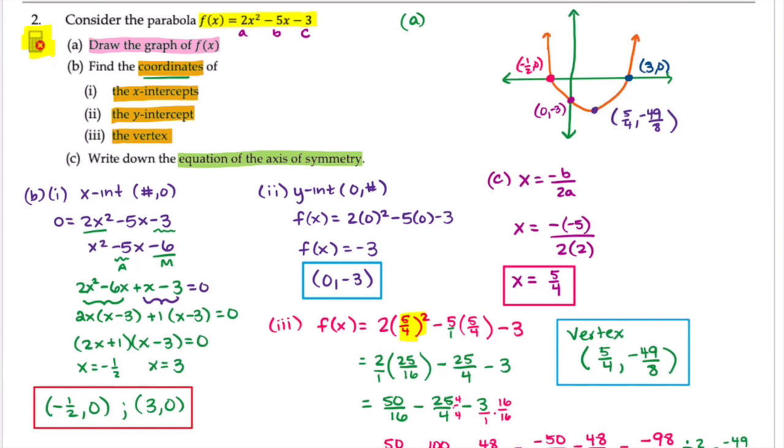Besides this, I am going to include the axis of symmetry. So I'm going to cut my parabola right through the vertex and label this x equals 5 over 4. And this would be the drawing of f of x. Again, not super accurate, but every single key feature is labeled on my x and y axes. So let's take a look at the next question here.